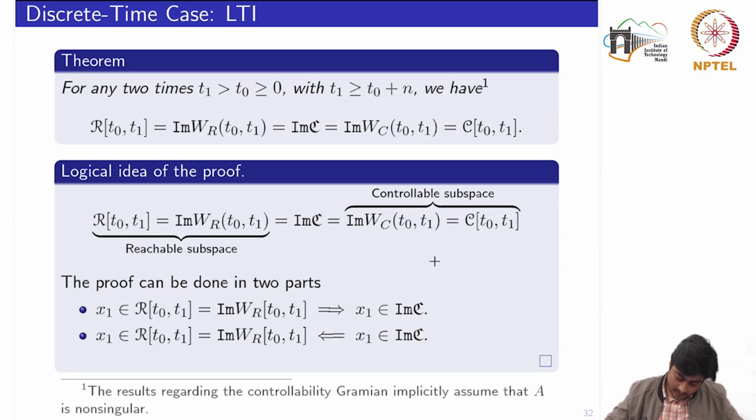Note that whatever results we are talking about where we have considered the controllability Gramian, it implicitly assumes that the matrix A is non-singular. Why? Because the controllability Gramian includes the backward computation of the state transition matrix, and the backward computation is only possible if the matrix A is non-singular for all time t in the case of time varying, and in the case of time invariant it should simply be non-singular.